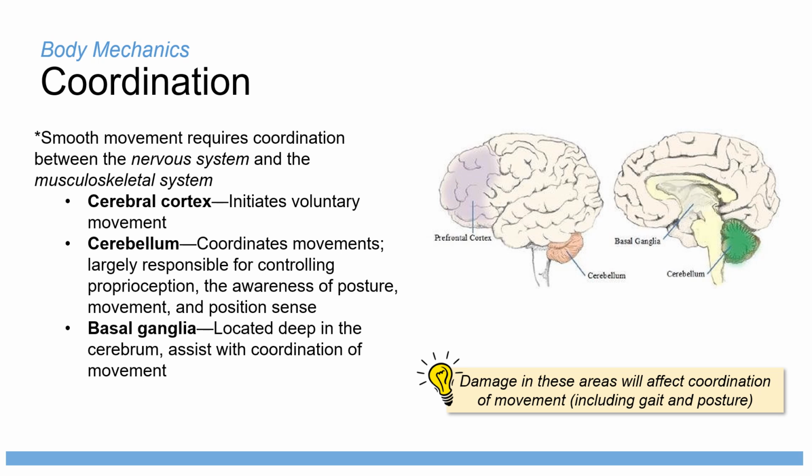So if you have any kind of injury in the brain that affects these areas, then you're going to have an issue with coordination. For example, if you have a stroke and there's blood supply cut off to one of these areas, whether it's the cerebral cortex, the cerebellum, or the basal ganglia, then that might affect gait, which is ambulation, walking, and posture. So again, if you have an injury to the brain in any of these areas or all three of the areas, you're going to have major effects on coordination.